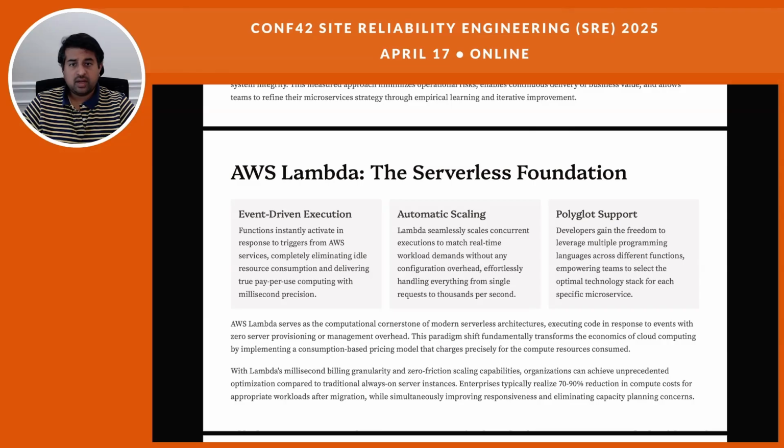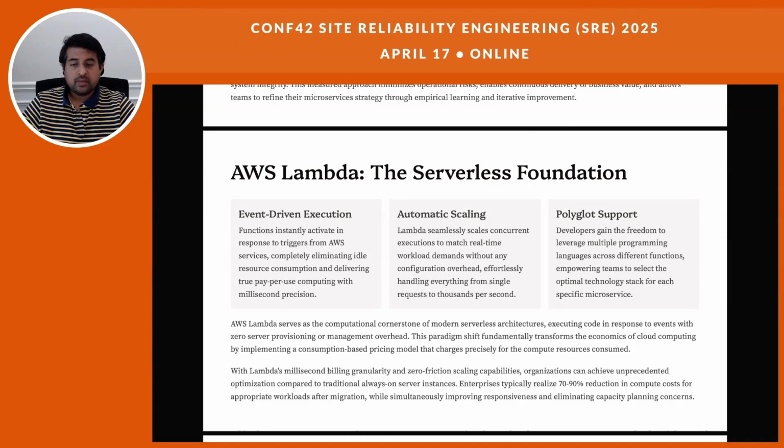Event-driven executions: functions instantly activate in response to triggers from AWS services, completely eliminating idle resource consumption and delivering true pay-per-use computing with millisecond precision. In typical event-driven scenarios, Lambda functions demonstrate a cold start latency of under 100 milliseconds in 90% of invocations, and subsequent warm invocations achieve latencies below 10 milliseconds. This precision in resource allocation leads to a 20 to 30% reduction in overall compute cost compared to traditional VM-based event processing.